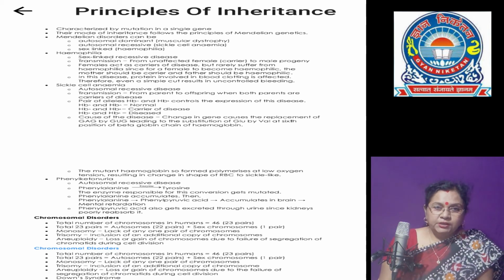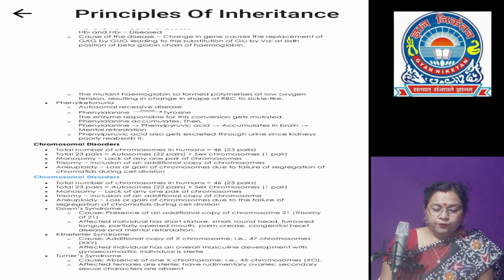Next Mendelian disorder is color blindness. It is a sex-linked recessive disorder. It results in a defect in either the red or green cone of the eye, and the patient fails to discriminate between red and green color. The gene for color blindness is present on the X chromosome. It is observed more in males.